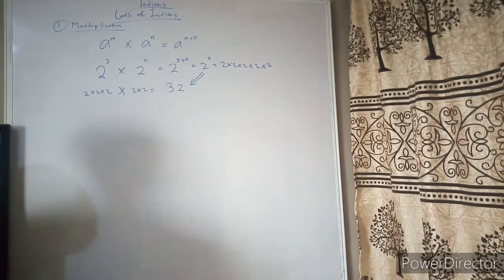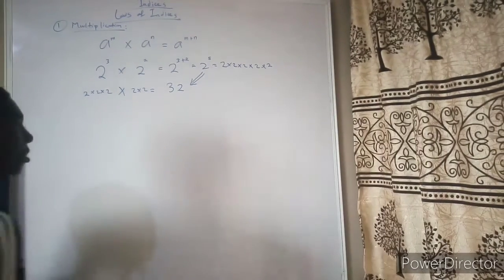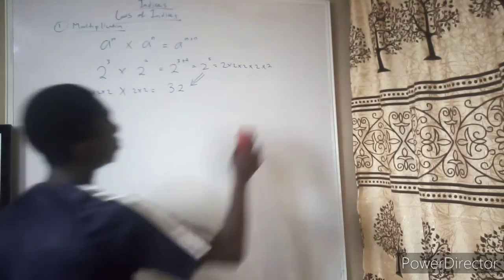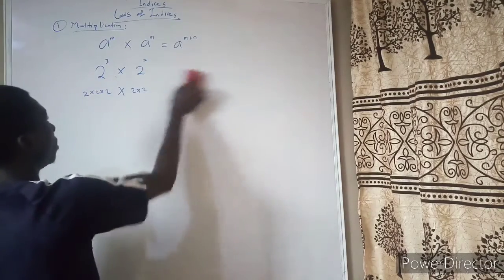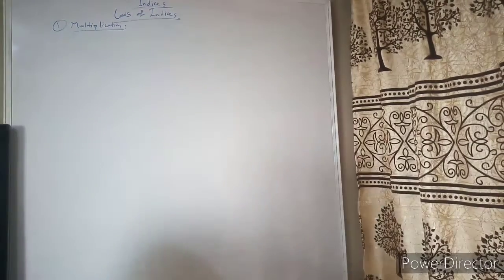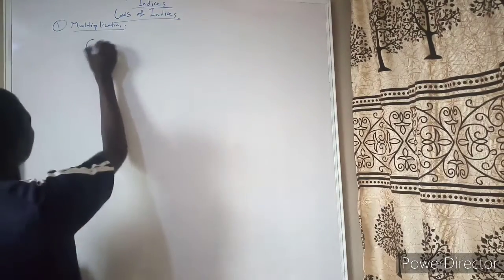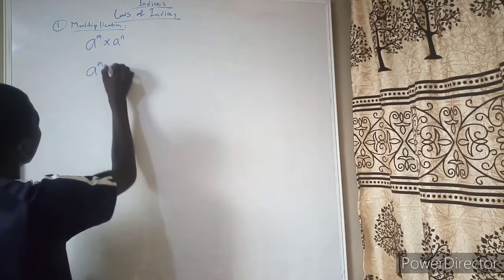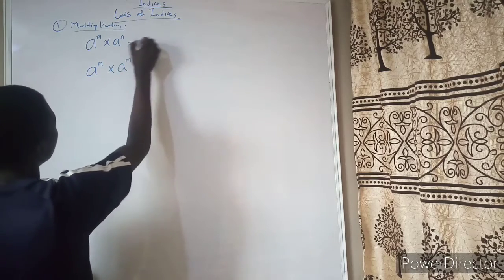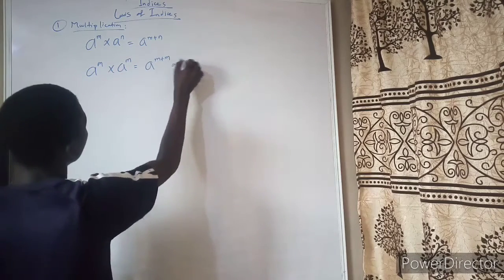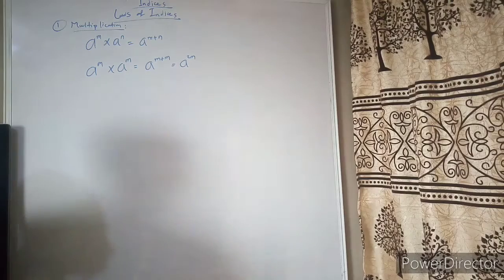So that's the law. Whenever you have two numbers of equal bases with different powers, even with the same powers, you pick a base raised to the sum of the powers. So a raised to m times a raised to n is equal to a raised to m plus n. And a raised to m times a raised to m is a raised to 2m. Still the same thing, whichever way you place it.